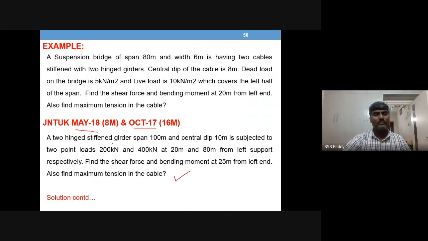A two-hinged stiffening girder of span 100 meters and central dip or sag of 10 meters is subjected to two point loads, which are 200 kilonewton and 400 kilonewton at 20 meters and 80 meters from the left support, respectively. What we need to find is the shear force and bending moment at 25 meters from the left end. Also find the maximum tension in the cable. So these are the questions that we need to solve.